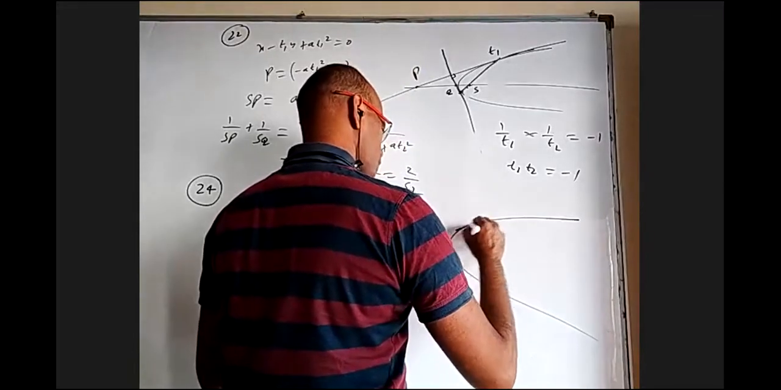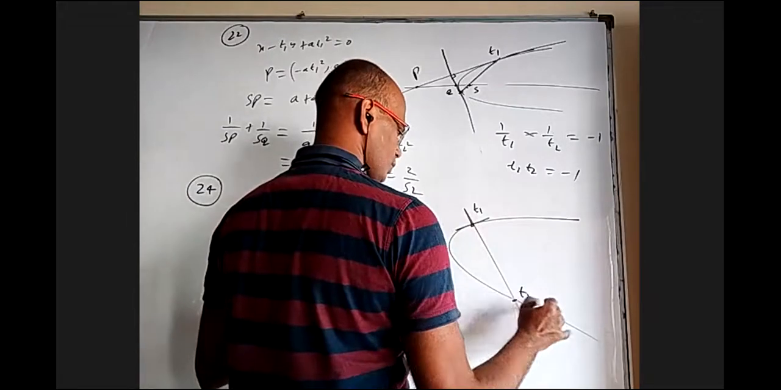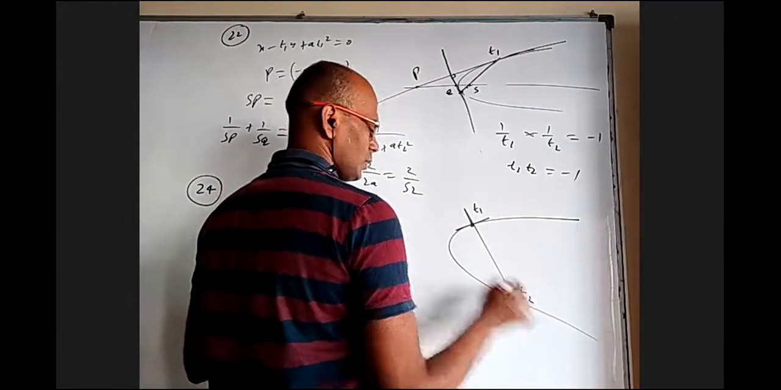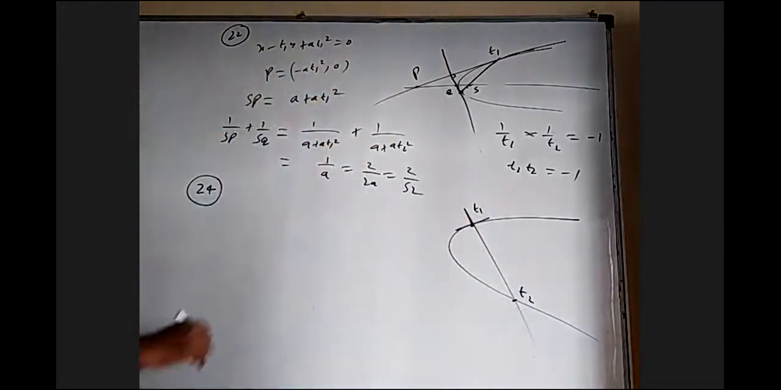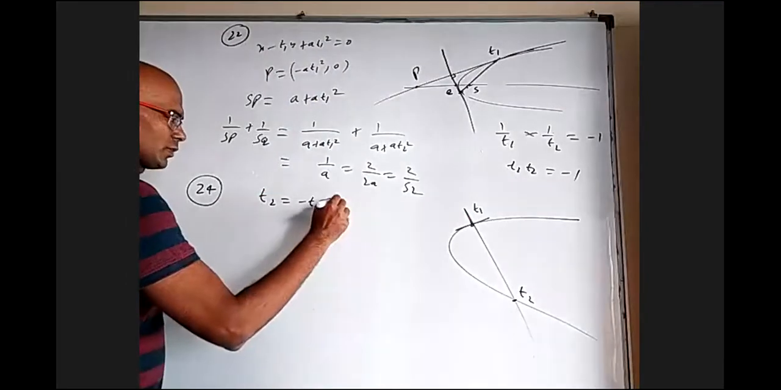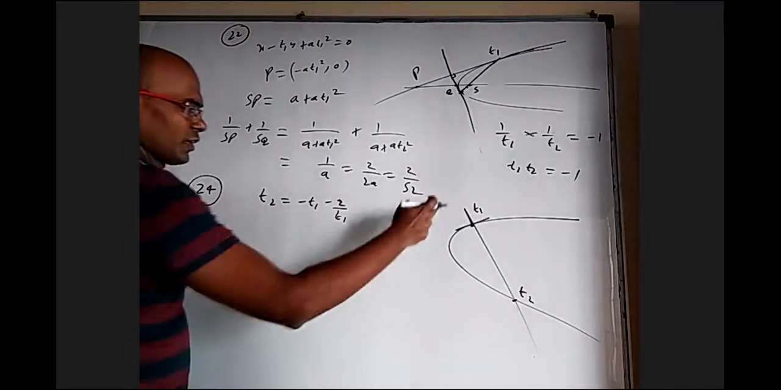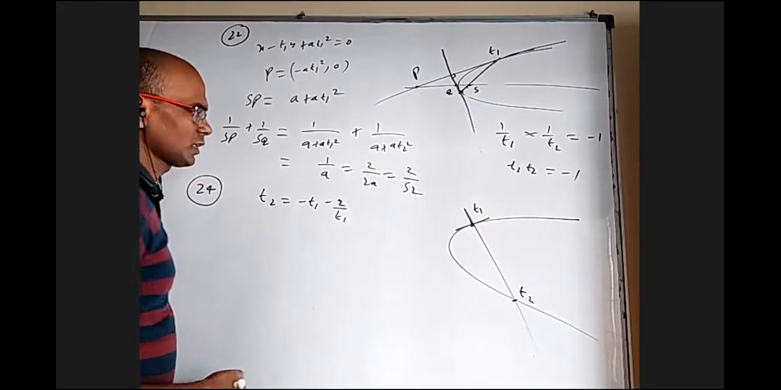So if I draw the normal there, this is T1 and this is T2. If the normal at T1 meets the parabola again at T2, we have the formula T2 equal to minus T1 minus 2 by T1. Now I have to find this length as a function of T1 and then do it.